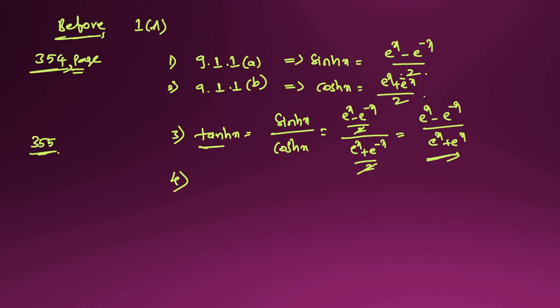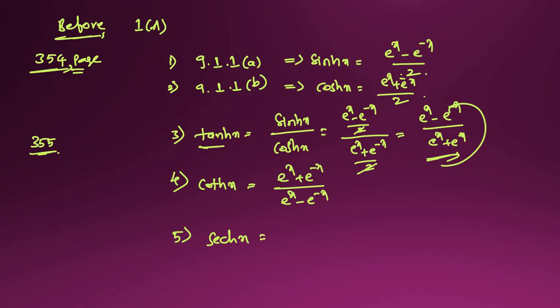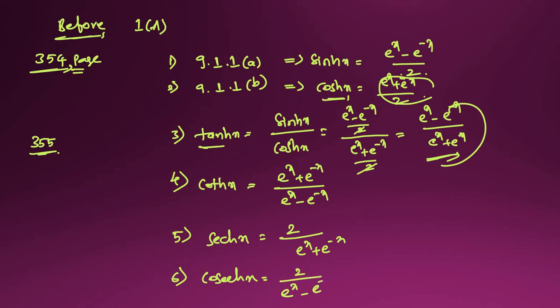Now the fourth one is coth x. Coth x is the reverse: e power of x plus e power of minus x divided by e power of x minus e power of minus x. This will be coth x. The fifth one is sech x. Sech x is the reverse of cosh x, so it becomes 2 divided by e power of x plus e power of minus x. The sixth one, cosech x, is equal to 2 divided by e power of x minus e power of minus x. So these are the formulas given on page number 355.